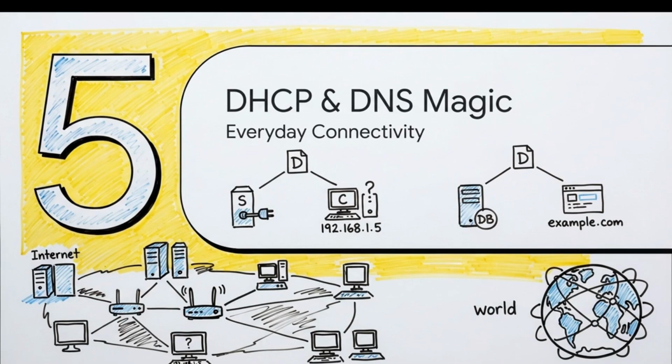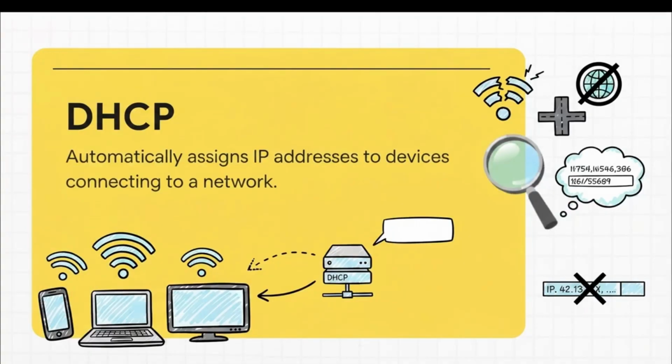Okay, let's zoom out a bit for Section 5, Everyday Magic, DHCP and DNS. First up in our Everyday Magic is DHCP. It automatically assigns IP addresses to devices connecting to a network. Literally, the second you join Wi-Fi, your device broadcasts a request, and the DHCP server offers up an address.